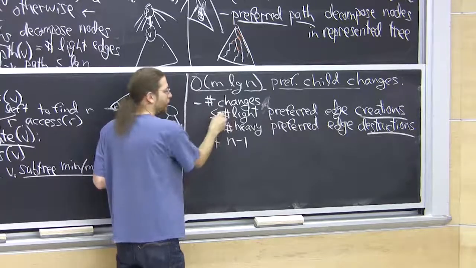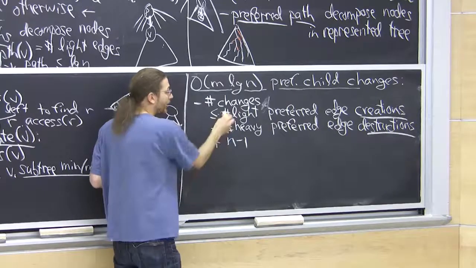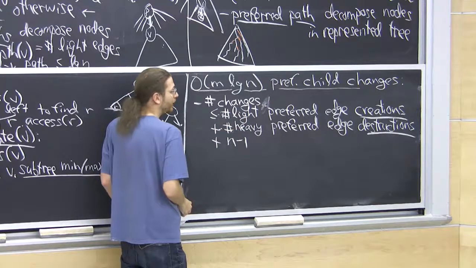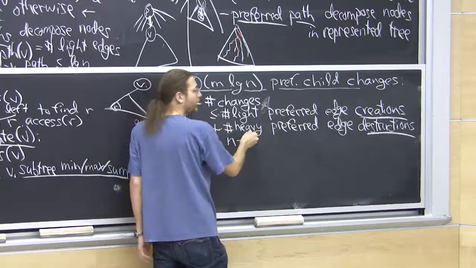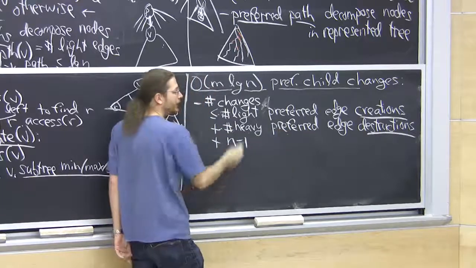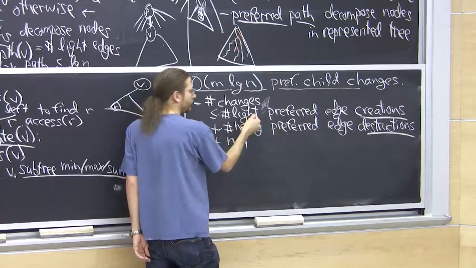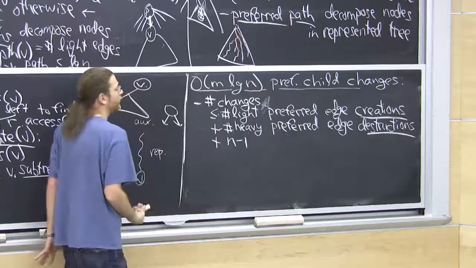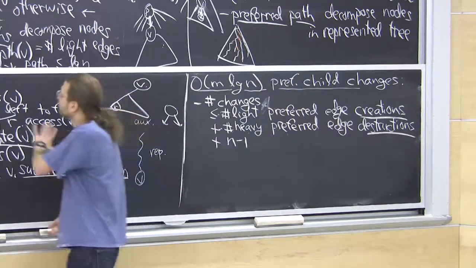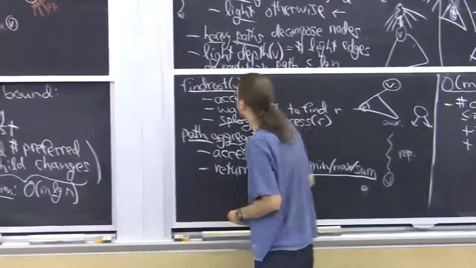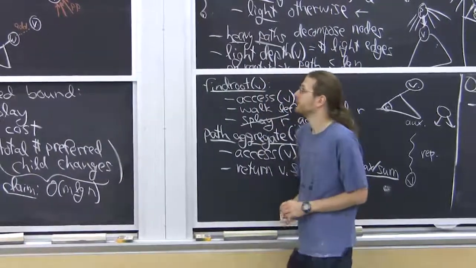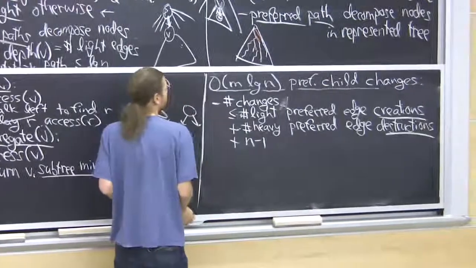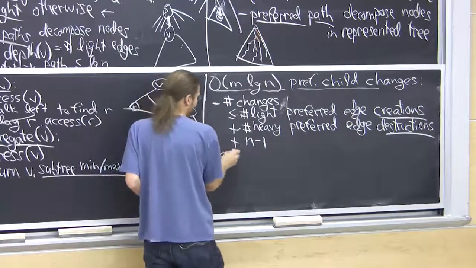So we're going to look at light preferred edge creations and heavy preferred edge destructions. A heavy edge can be destroyed because it becomes no longer heavy or no longer preferred. And a light edge can be created because it becomes light or it becomes preferred and was already the other one. Okay, so all we need to do is think about, in all these operations, access, link, cut, just the updates, how can this change? So let's start with access.